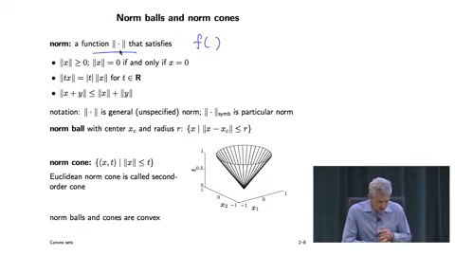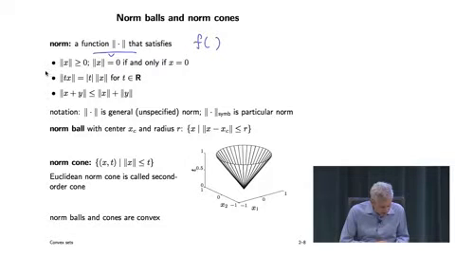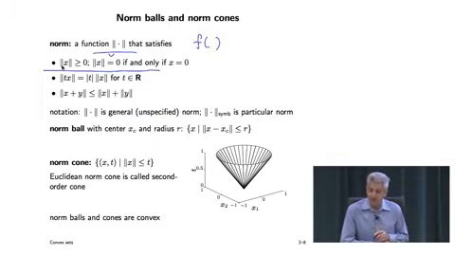The double bar, by the way, is supposed to make it look like an absolute value, because a norm is supposed to serve the purpose of an absolute value but in multiple dimensions. That's what a norm is supposed to be. Here are the requirements for a function to be a norm.